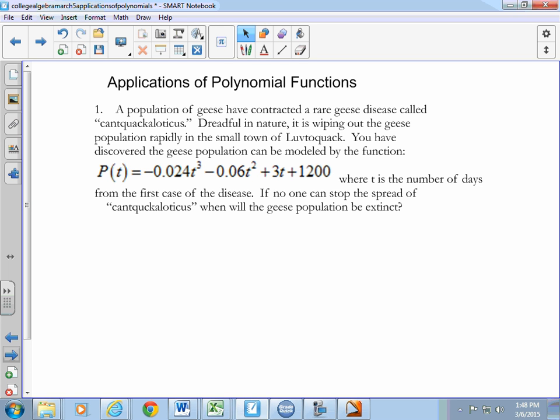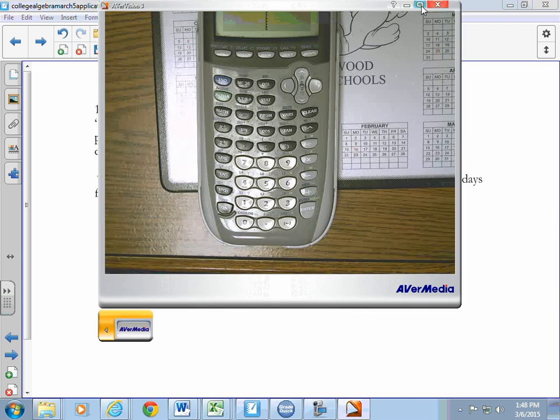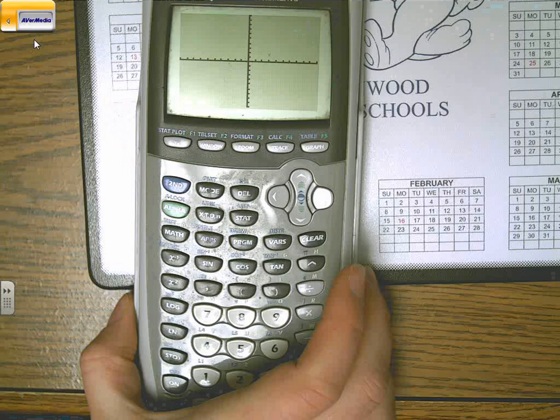The hardest part, as I imagine you've learned so far, the hardest part of word problems is setting your window generally. Okay, so in your y equals, you have that function, and you don't see anything if you have your window set at negative 10 to 10.